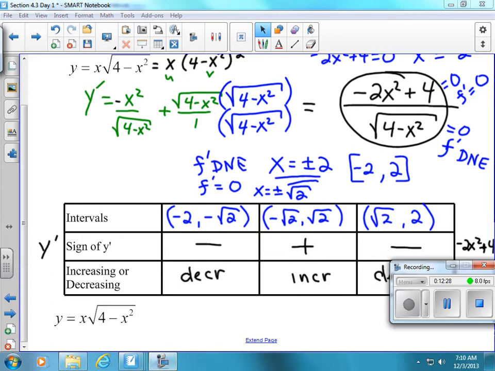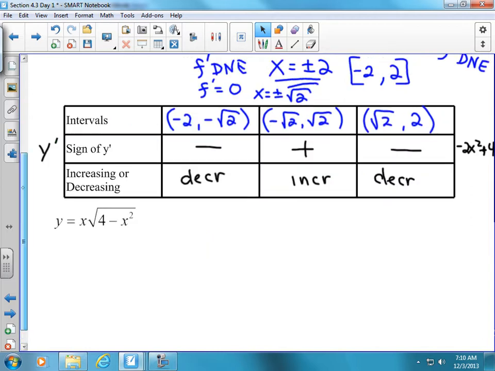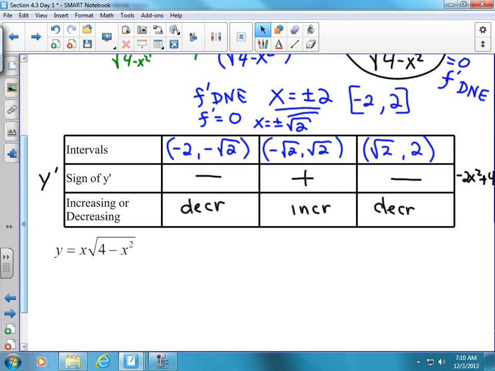So now we're going to figure out our endpoints and our critical points, and see if we have maximums or mins or what they are. Again, we have a closed interval from negative 2 to 2. That's actually the domain of this function. So as long as we have that closed interval, we are guaranteed an absolute min and an absolute max.